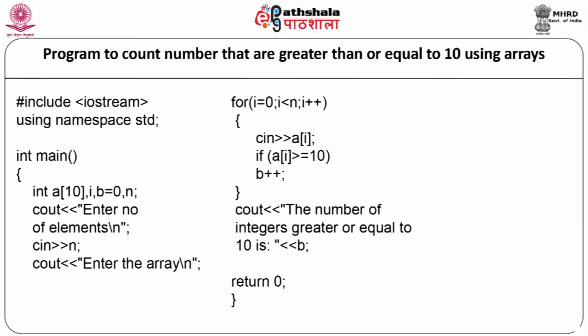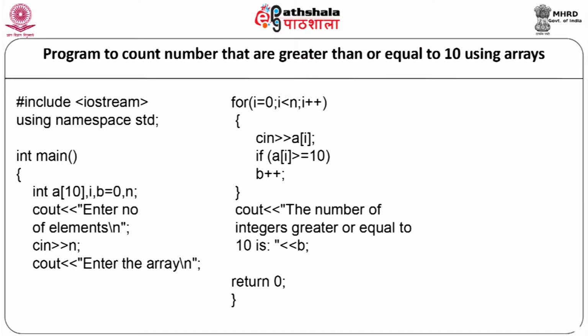We will declare our variables as integer a[10], i, b equal to 0 and n. We will display the message to the user as cout, "enter the number of elements". We will take the input as cin n. Now, we will ask the user to enter the array, cout "enter the array".